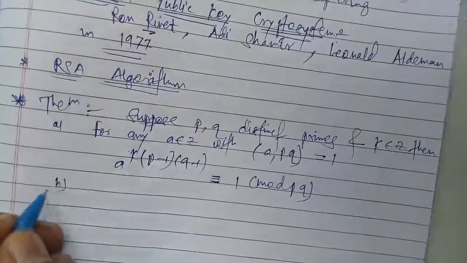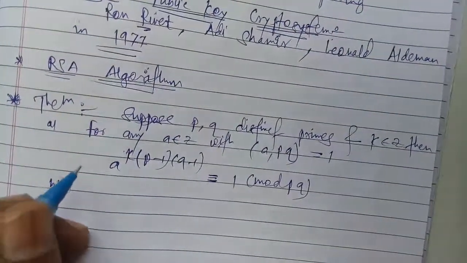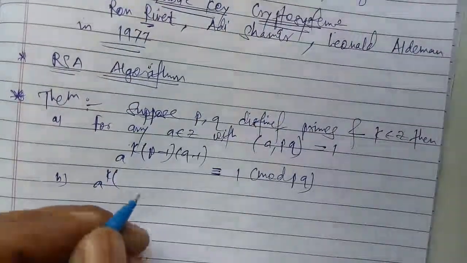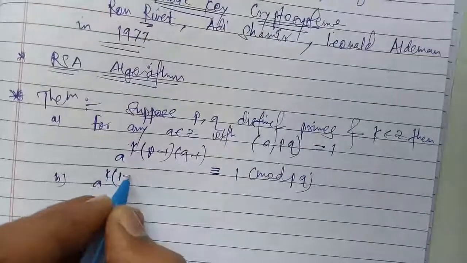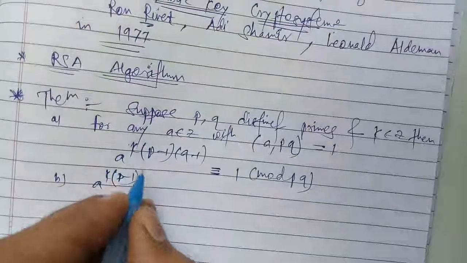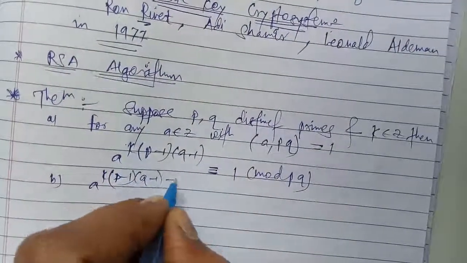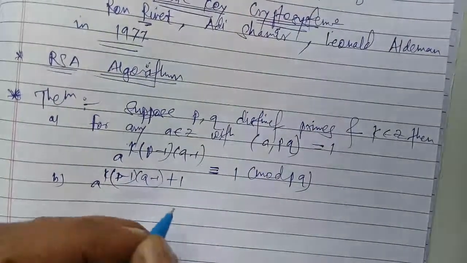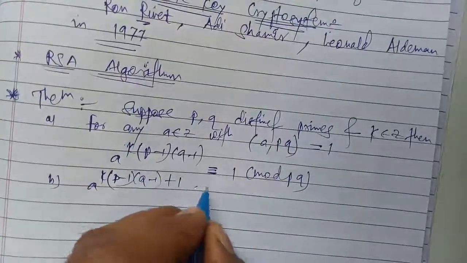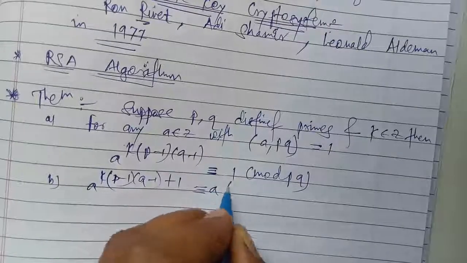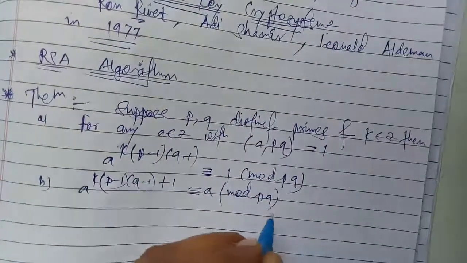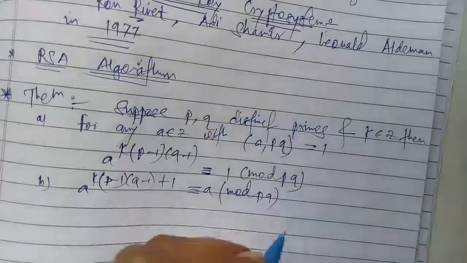So this is your first point of that theorem. And the second point is a raised to k into (p minus 1) into (q minus 1) plus 1 is congruent with a modulo pq.